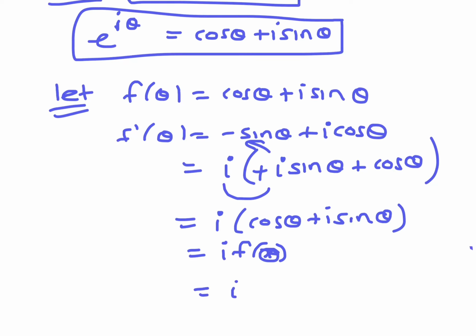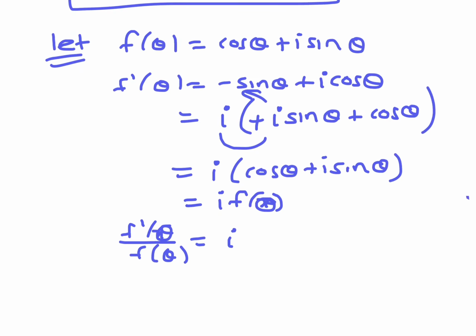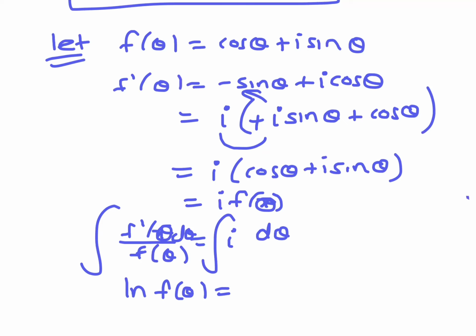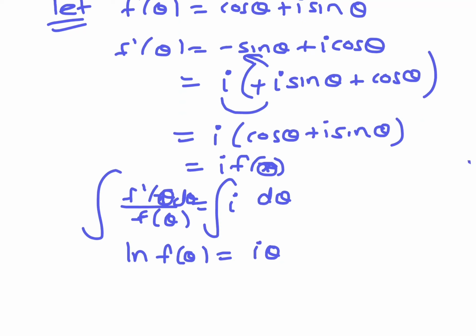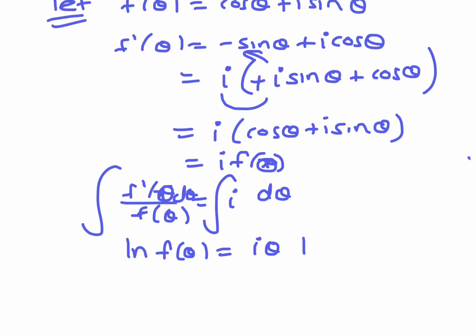Okay, so that means that i is equal to f dash of theta on f of theta. Now, if we just integrate this with respect to theta on both sides, that will be ln of f of theta equals i theta, and then we go plus c.